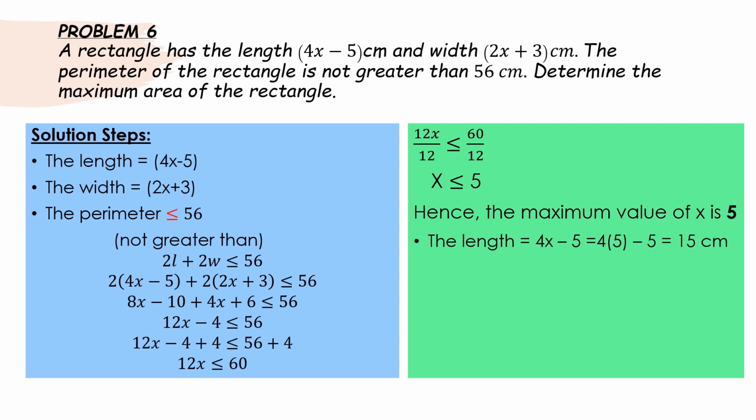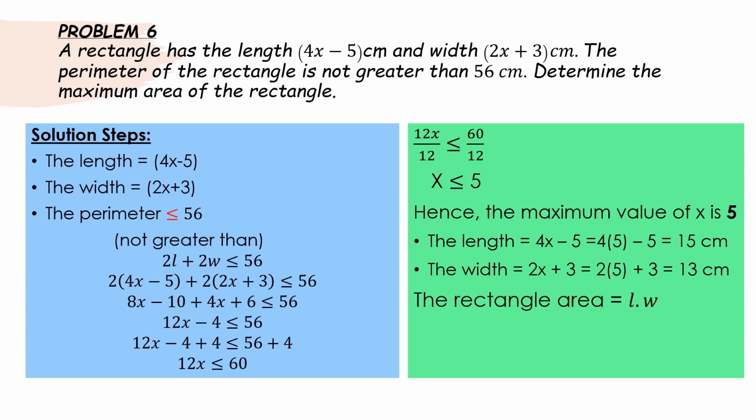So, the length is 4 times 5 minus 5 equals 15 centimeters. The width is 2 times 5 plus 3 equals 13 centimeters. They ask you to find the maximum area. So, length times width equals 15 times 13. So the maximum area is 195 square centimeters.